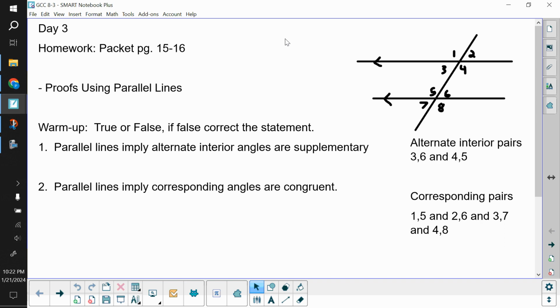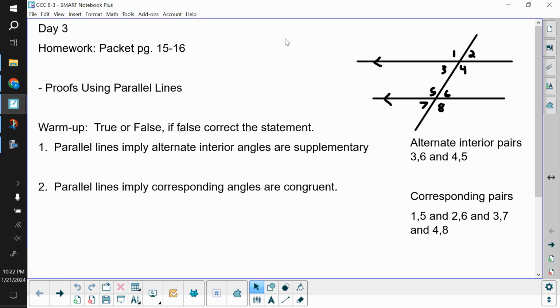Homework for tonight will be page 15 and 16, and we're going to be looking at proofs that use parallel lines today. Now, we worked with parallel lines back in an earlier unit this year, and I have on here our basic parallel line picture that we saw.